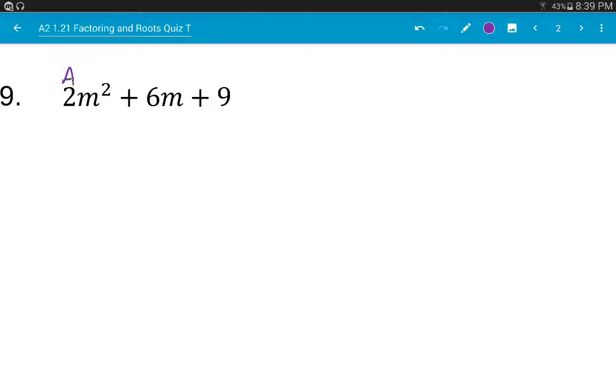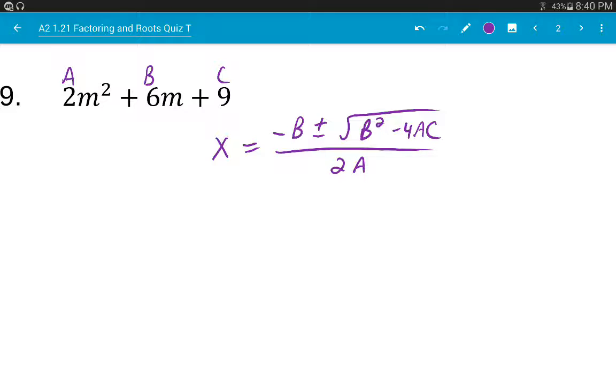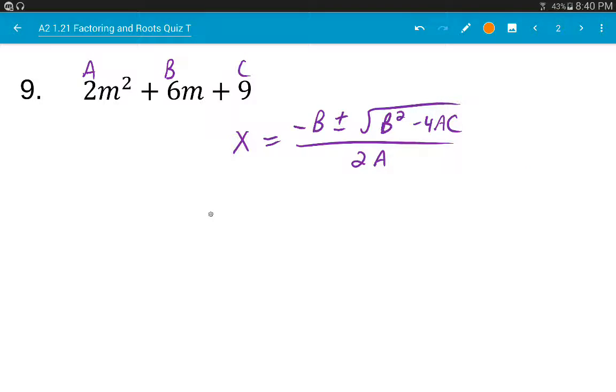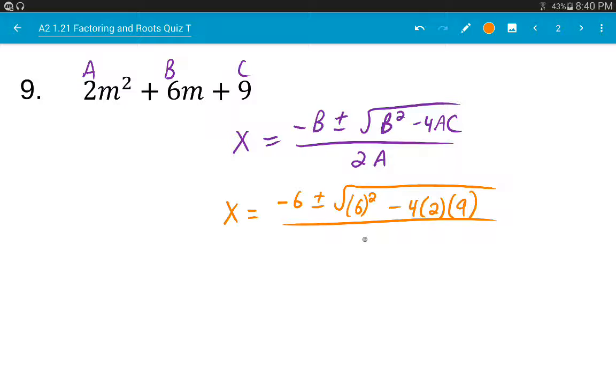So still, these are A, B, and C. Quadratic formula is x equals negative b plus or minus the square root of b squared minus 4ac all over 2a. So as I plug these in, I'm going to get, let's go orange, x equals negative 6 plus or minus the square root of 6 squared minus 4 times 2 times 9 all over 2a, just 2 times 2.